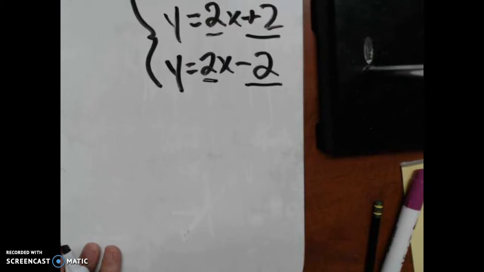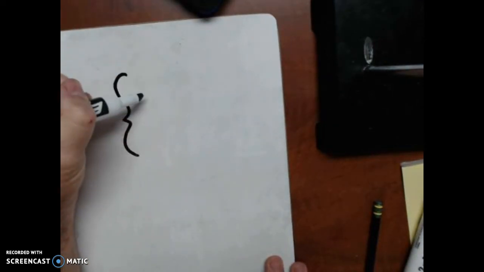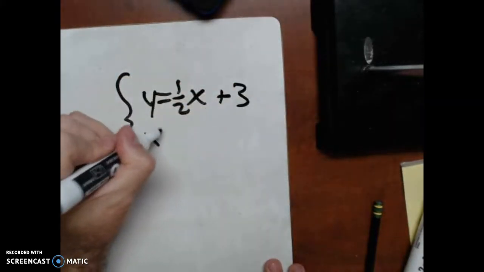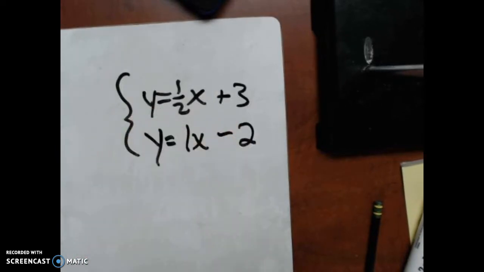That leaves us with the third case. That leaves us with the easiest, most obvious case, and that would be consistent and independent. So, here, I'll give you an example. y equals 1/2 x plus 3, and y equals 1x minus 2. Very first thing you've got to notice is they have different slopes. Even if they're both positive, if they're not the same, they will crisscross at some place. It doesn't matter that their intercepts are different. What matters here is their slopes.